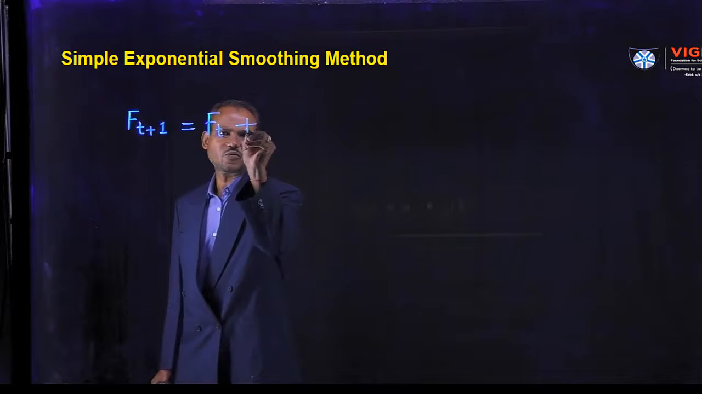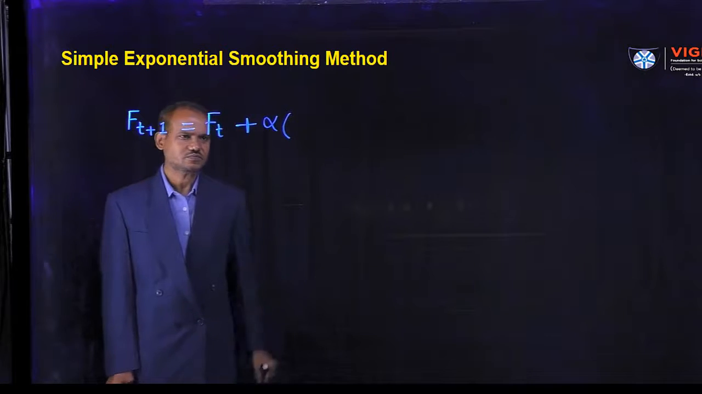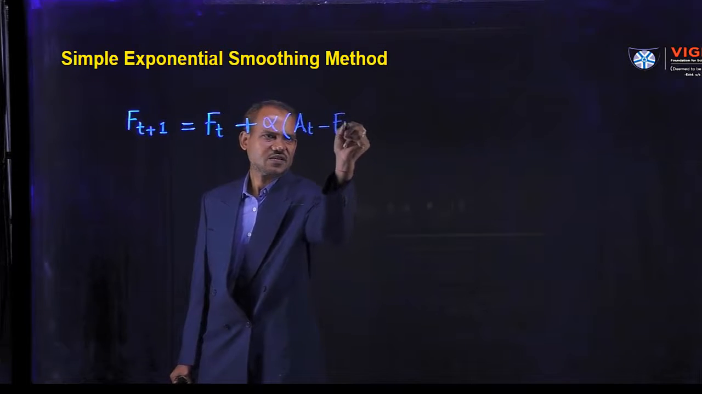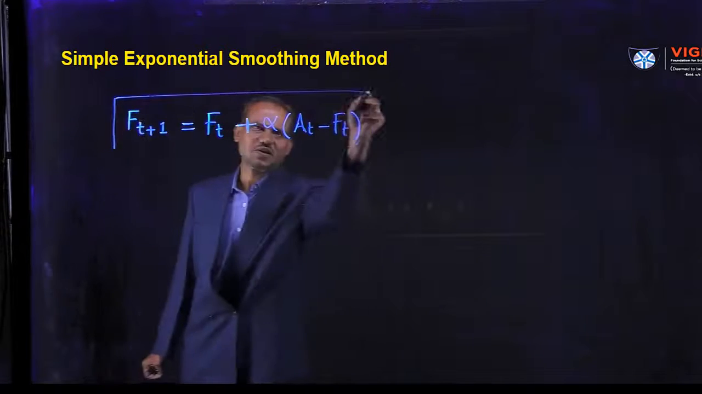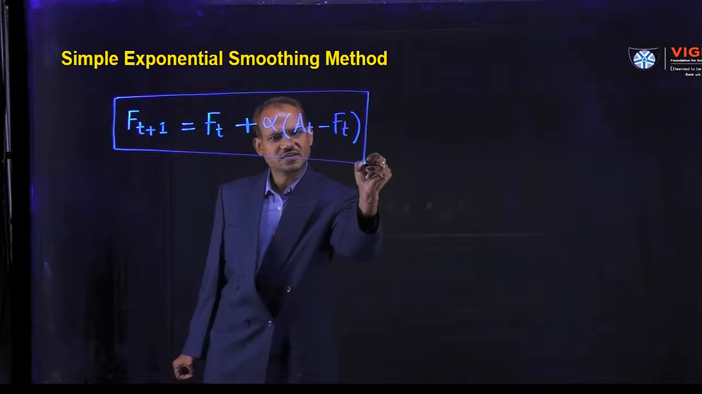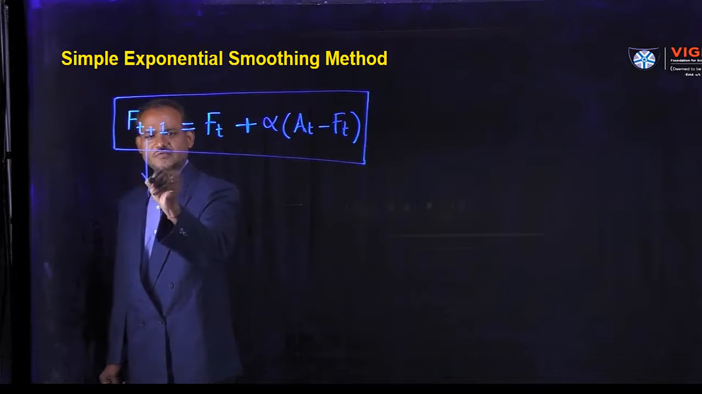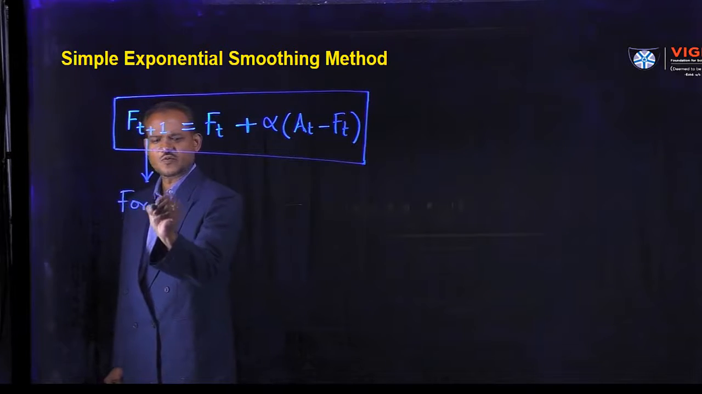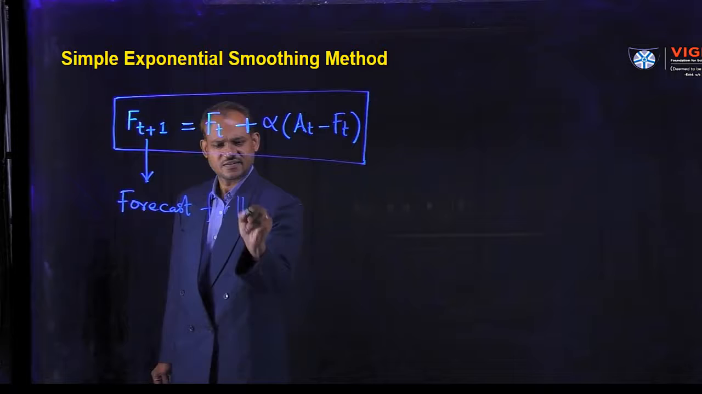Plus forecast for the current period plus alpha into At minus Ft. At minus Ft. This is the important formula, which should be remembered while solving a problem on the exponential smoothing method, where Ft plus 1 means forecast for the next period.